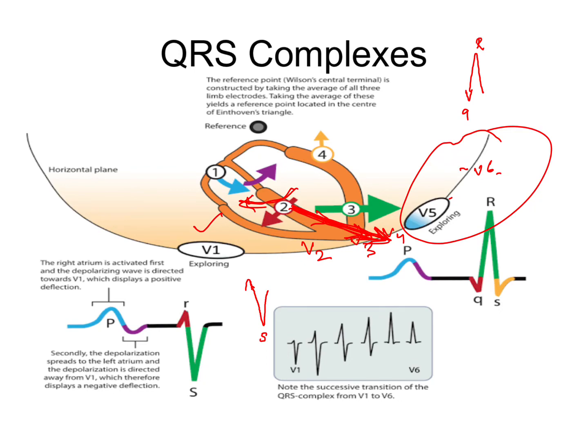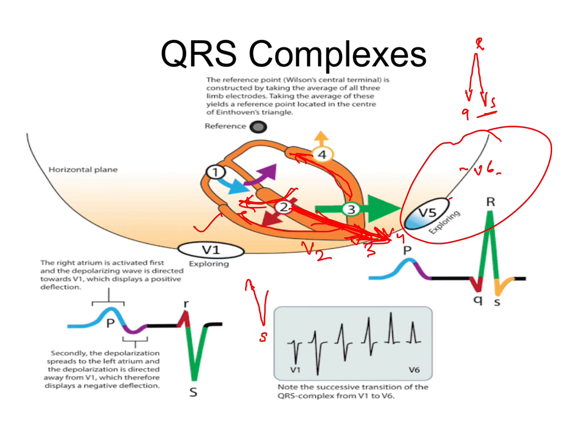Thereafter, after depolarizing most of the ventricle, the impulse goes towards the base of the heart, and that will show a small negative deflection in V5 or V6, that will be the S wave. As the impulse is moving away from V5 and V6, we get a small negative deflection, the S wave. Okay, I hope it's clear.